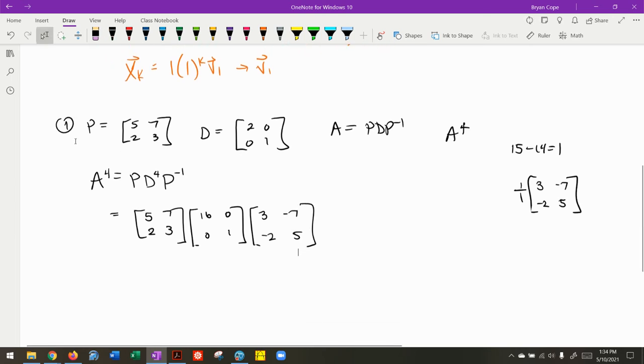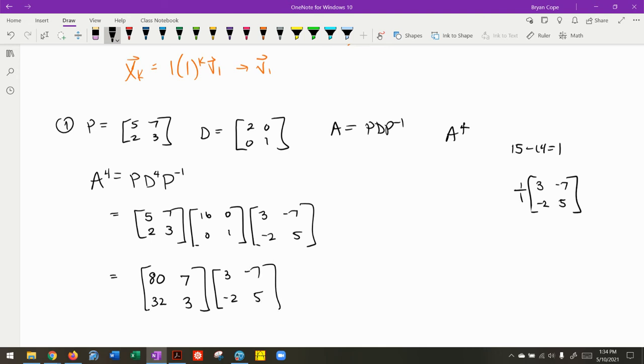If we do the matrix multiplication by hand, just for exercise, we get 5 times 16 plus 7 times 0, that's 80. 5 times 0 plus 7 times 1, that's 7. 2 times 16, 32, plus 3 times 0, that's 32. And 2 times 0 plus 3 times 1 is 3. We multiply that by 3, negative 7, negative 2, 5. 80 times 3 is 240, minus 14, so 226.